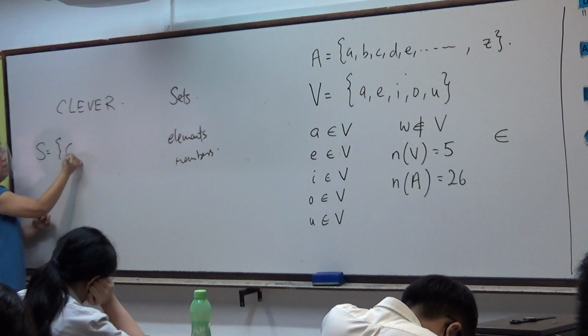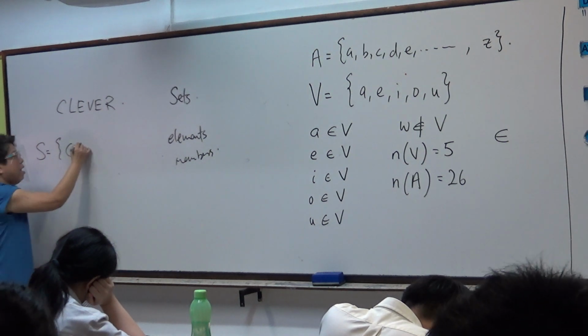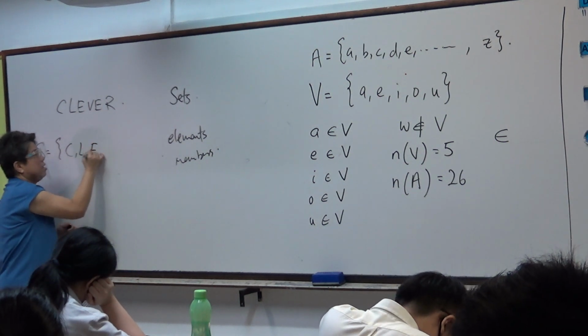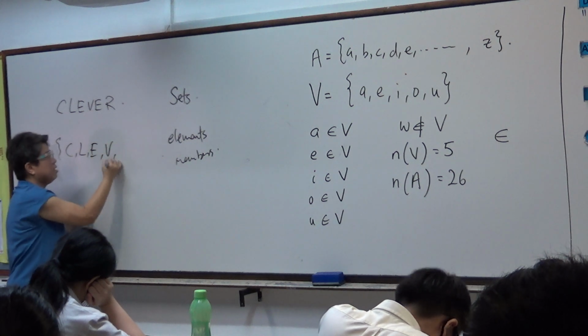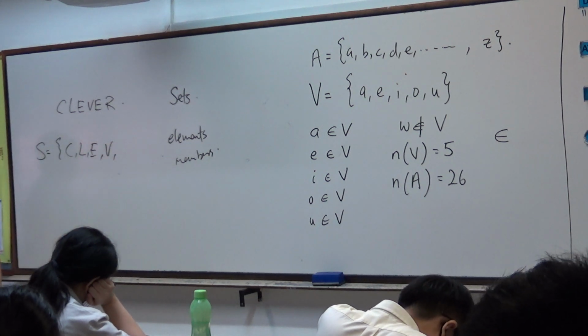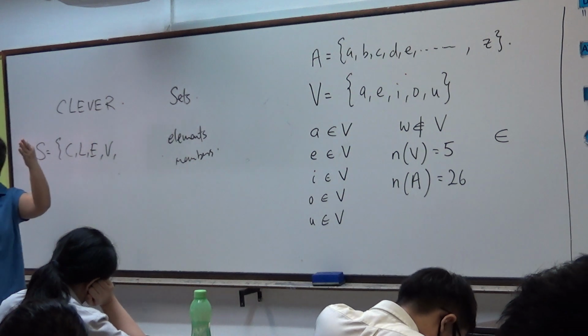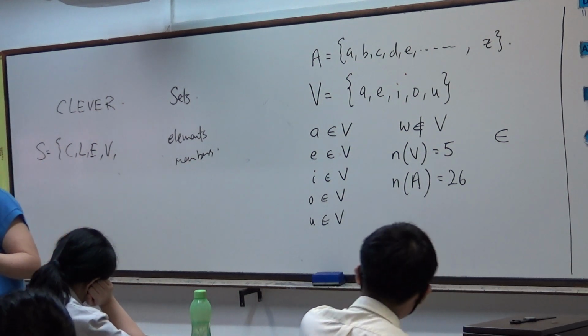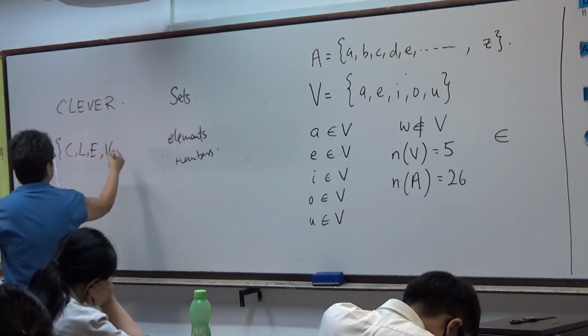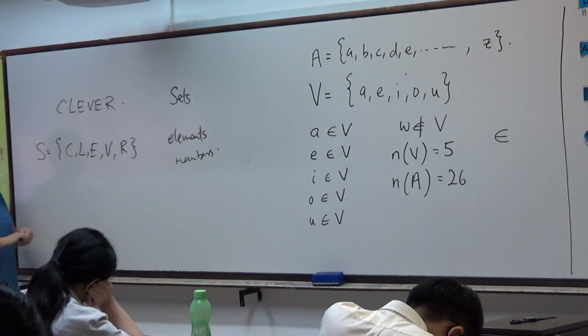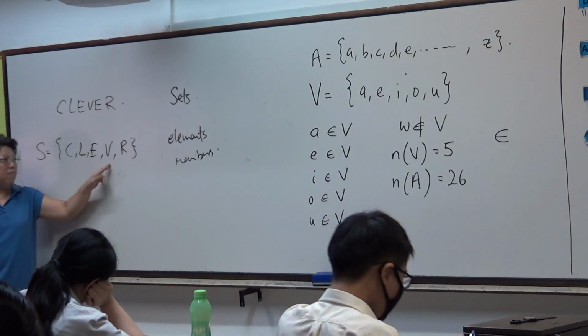So I will list. I'll have C, then L, then E, then V. Do I list E again? No, because E is the alphabet. You don't have E1, E2 in the alphabet, so you only list it once. And what about here? It only consists of C, L, E, V, R.